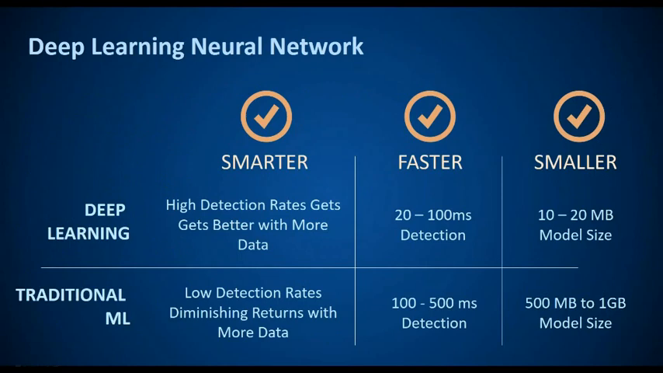And that effectively means that our deep learning neural networks are smarter, they're faster, and they're smaller. We get higher detection rates, and we get a much quicker, much faster operating model and a much smaller footprint running out on the machine itself.